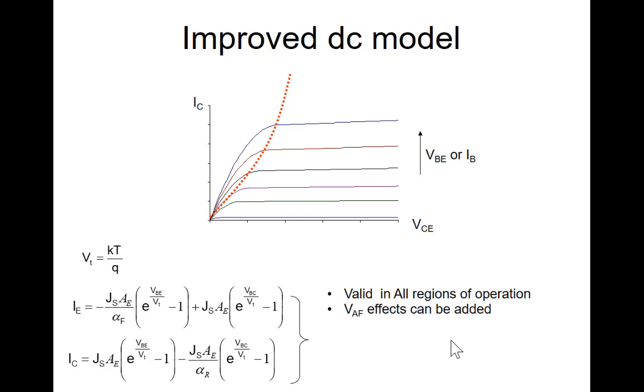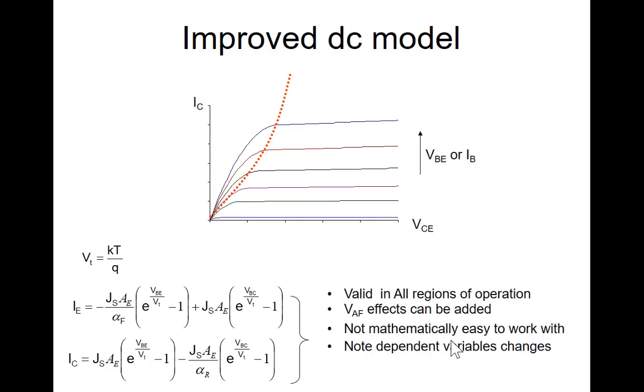We can add the Early voltage effects. They're not even in here yet. So if we put Early voltage effects in, it gets even more complicated. Not easy to work with. We call this the Ebers-Moll model.